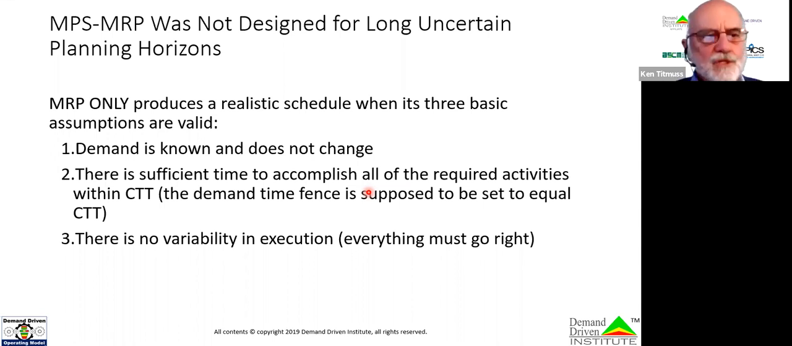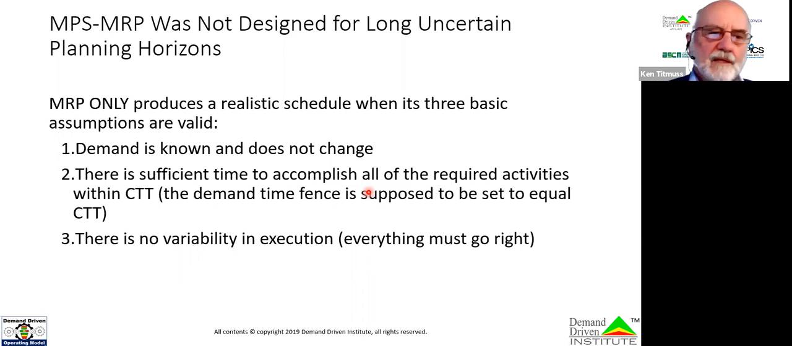Number two, there is sufficient time to accomplish all of the required activities within the customer tolerance time. And if you go back to when MRP was introduced in the 1960s and 70s, and look at the text that Orlicky wrote in 75, the demand time fence should be set to your customer tolerance time. That's how it was designed.